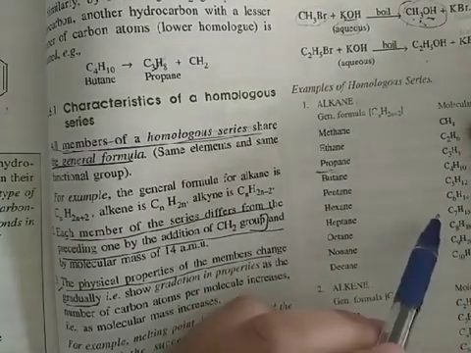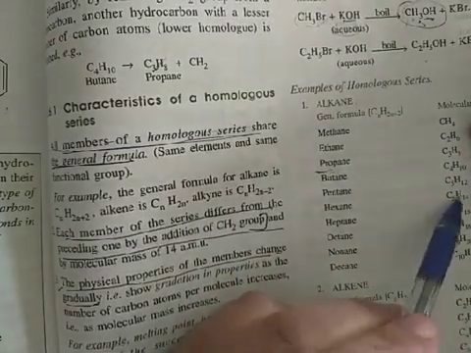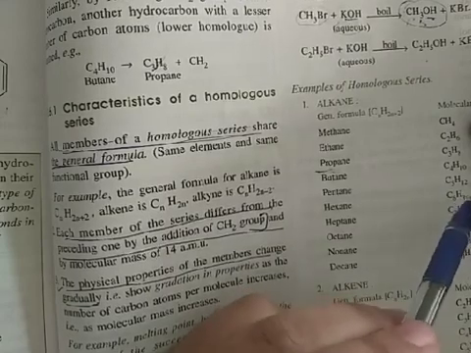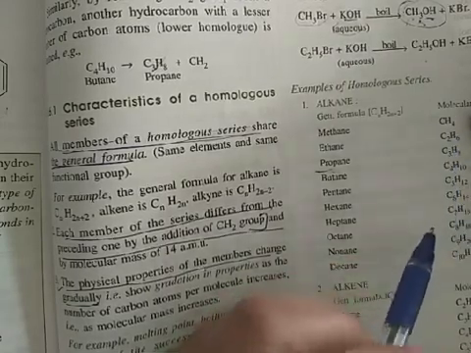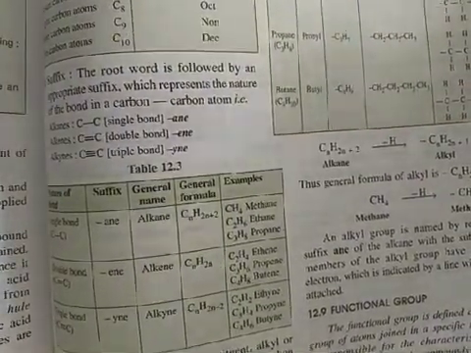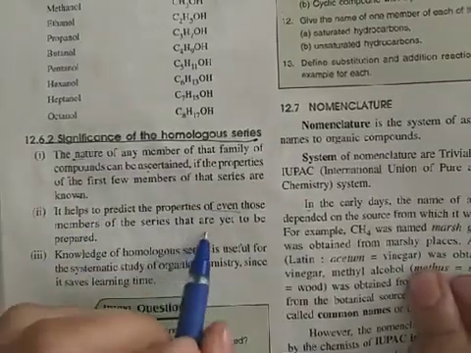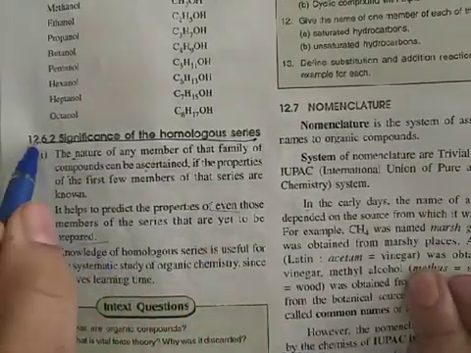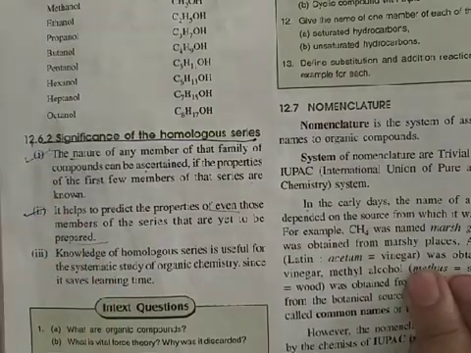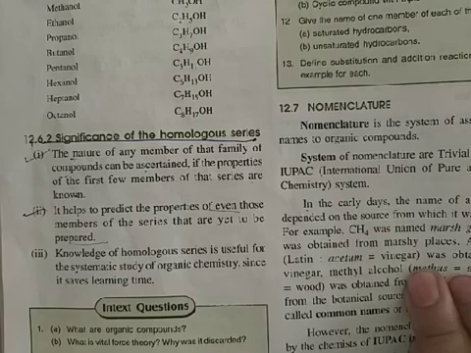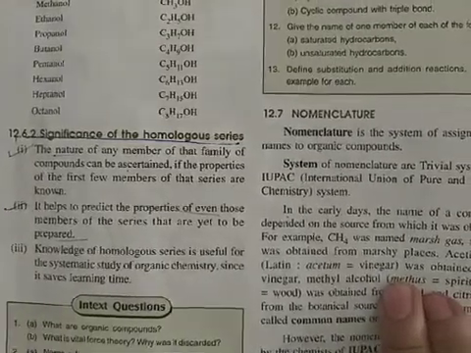So if I have no idea about the chemical properties of any other species of a homologous series, but I know the chemical properties of the first few members, then I can find out the similar chemical properties of the rest of the species also, right? Next, it helps to predict the properties of even those members of the series that are yet to be prepared. So it helps us predict the chemical properties of species which we have to make. अभी हमने बनाया नहीं है, we haven't even made it, and we know the properties before making a particular chemical, a homologous member.